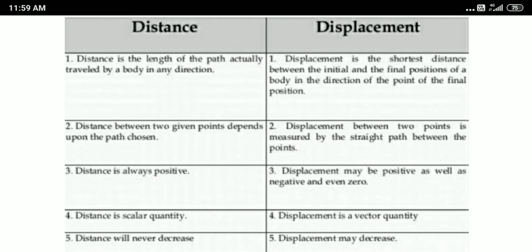Now here is the table showing the difference between distance and displacement. Students, clearly it shows the length of the path is the distance and the shortest distance will be the displacement, as we have understood just now. Distance between two points depends upon the path chosen. Distance always depends upon which path we are choosing. But displacement between two points is measured as a straight path. Always it will be a straight path between two points.